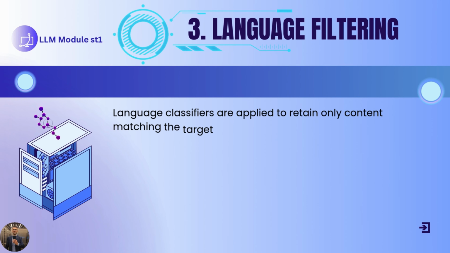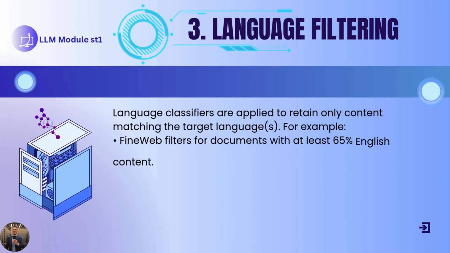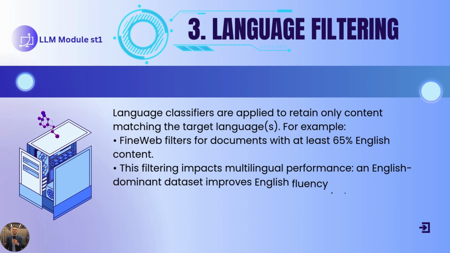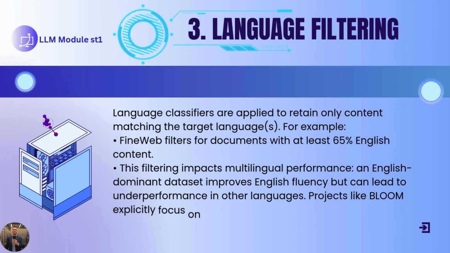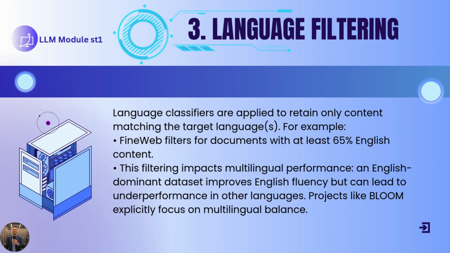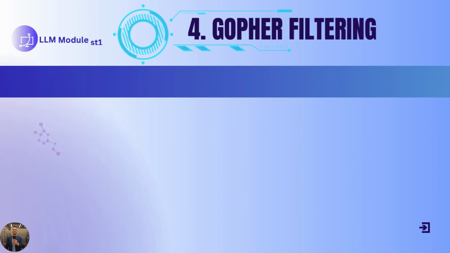Language classifiers are applied to retain only content matching the target languages. For example, FineWeb filters for documents with at least 65% English content. This filtering impacts multilingual performance. An English-dominant dataset improves English fluency but can lead to underperformance in other languages. Projects like Bloom explicitly focus on multilingual balance, so I think it's very clear and doesn't need any comments from my friend. 4. Gopher Filtering.